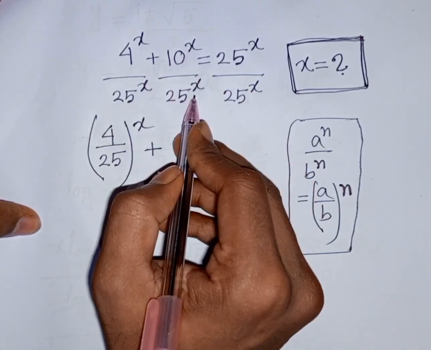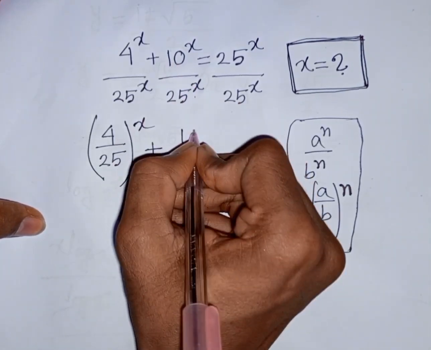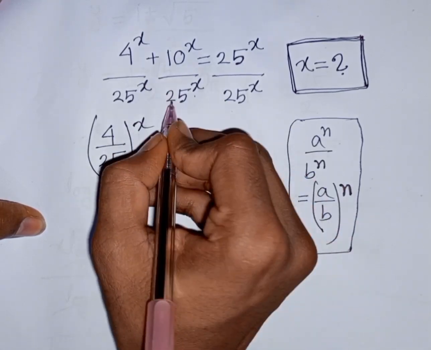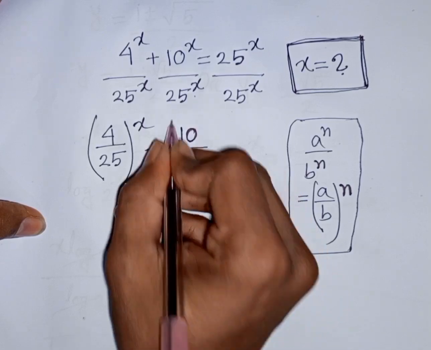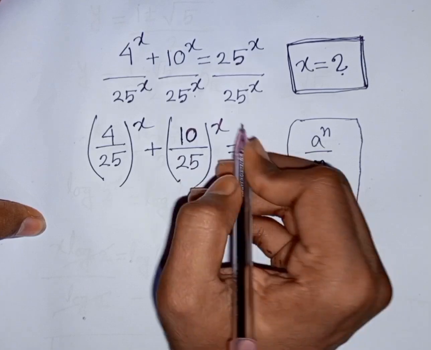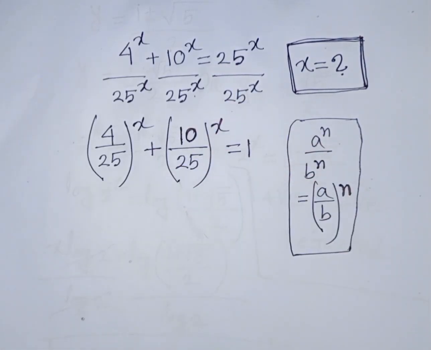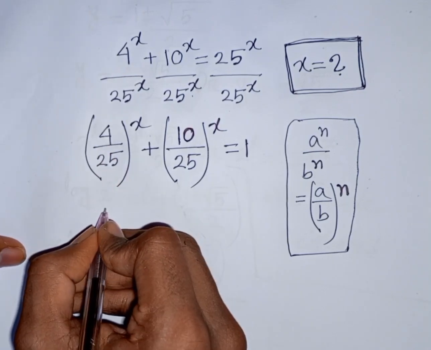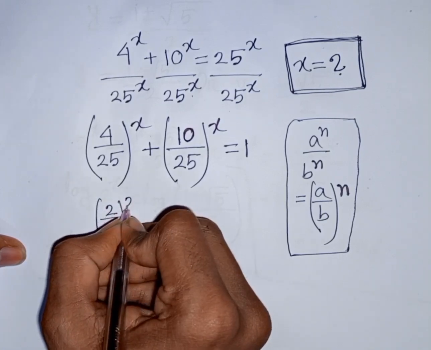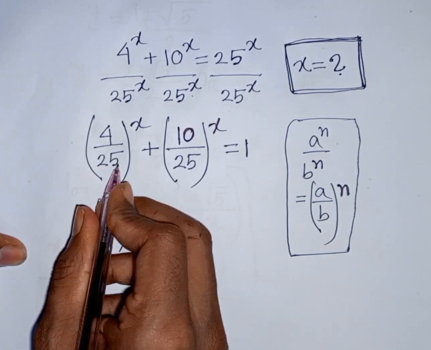again x is the same power but different base. So according to this formula, I can write here 10 over 25, then bracket common power x is equal to this divided by this, that means it will be 1. Now 4 by 25 can be written as 2 over 5, then bracket power of 2. 2 square is the same as 4, 5 square is the same as 25.